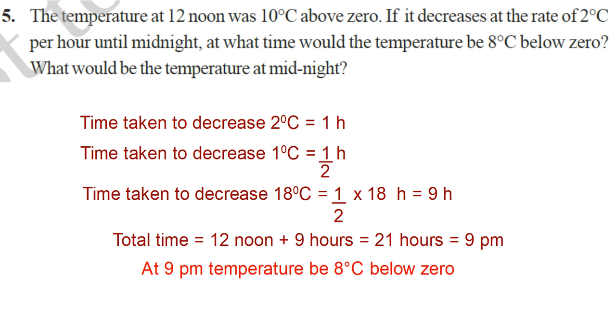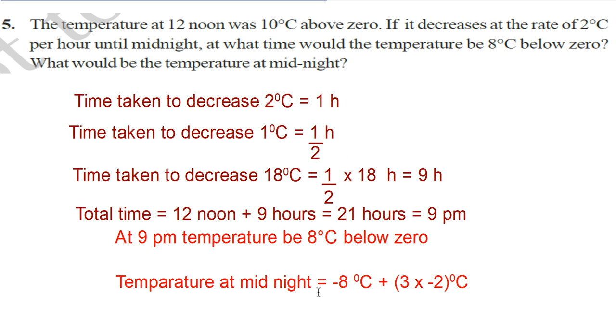Now one more question is, what would be the temperature at midnight? Midnight means 12 a.m. At 9 p.m. the temperature is 8 degrees Celsius below 0, that is negative 8 degrees. So to reach 12 a.m., again how many hours are there? 3 hours are there. Per hour 2 degrees Celsius decreasing.